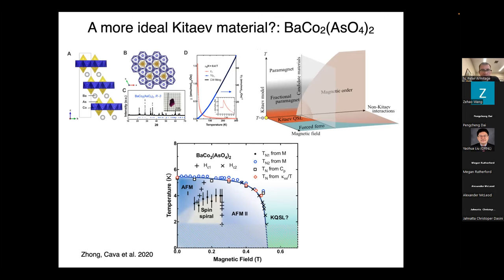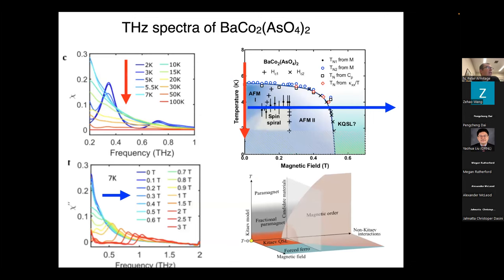Okay, so this was the context in which we were working on this. And this is a plot of some of our data. We did a variety of different experiments. We can take this system and cool it down at, say, zero magnetic field, and that would be a cut in the phase diagram along the red axis there. That corresponds to the data on the upper left. This is a plot of the susceptibility as a function of frequency. And you can see that when you come from high temperatures, you get this very broad continuum behavior, which is quite unusual by itself.